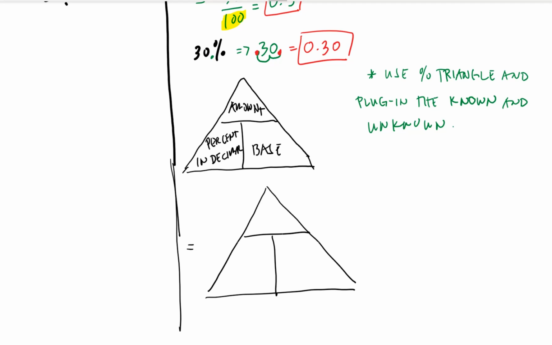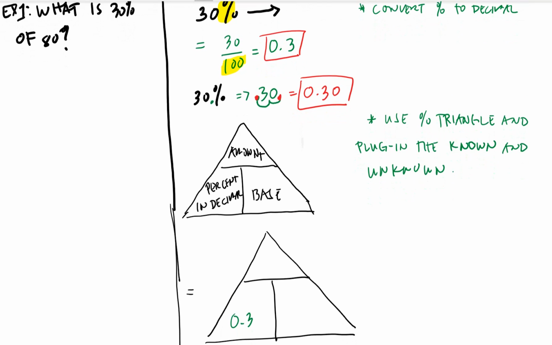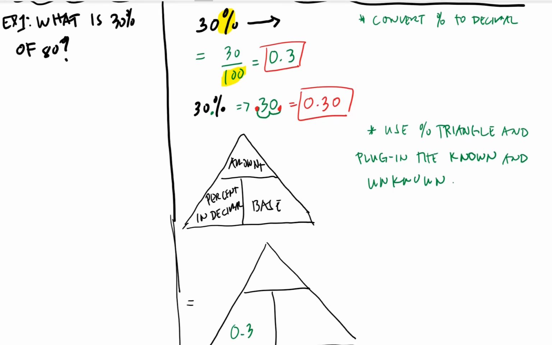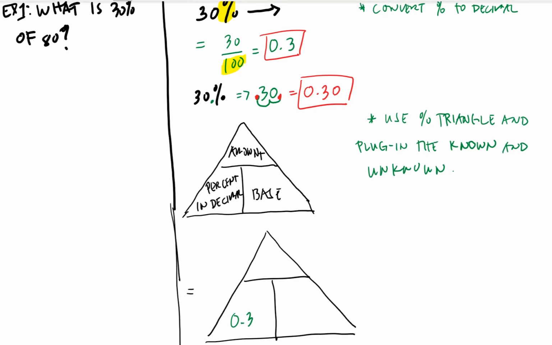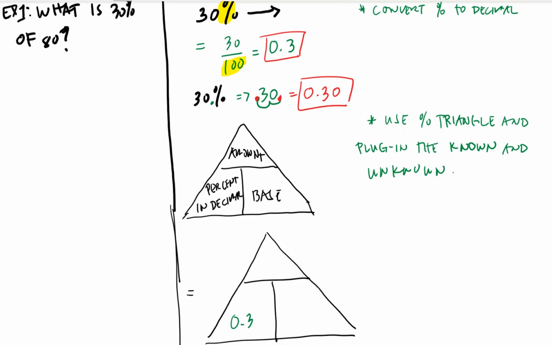So percent in decimal, I've given that. That is 0.3. 0.3 is just the same thing as 0.30. And then, am I given the amount? Well, remember, what is 30% of 80? So that means that the whole part or the whole object is 80. So that would be my base. 80 is my base. And then the unknown in this case is the amount. So I'm gonna use X for that.